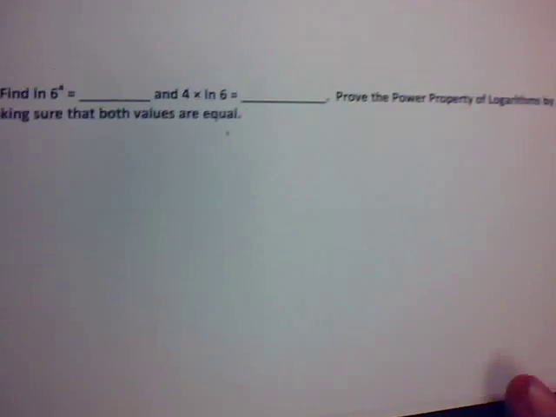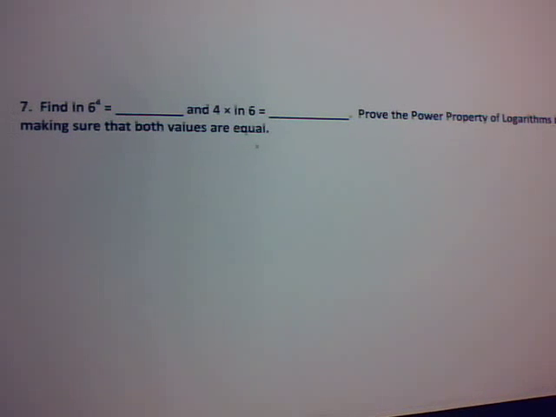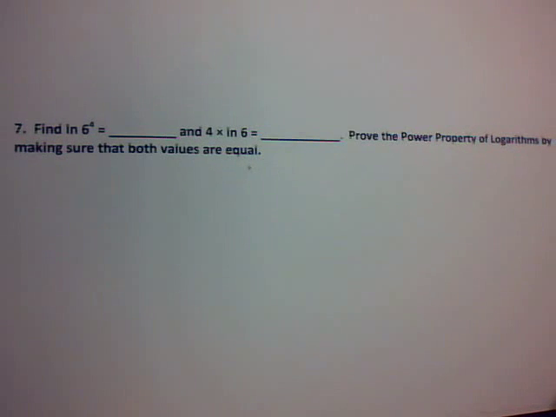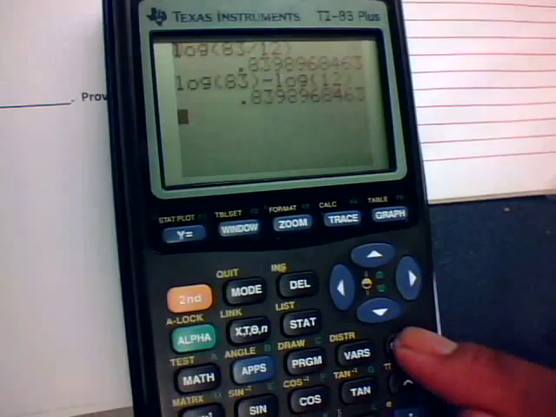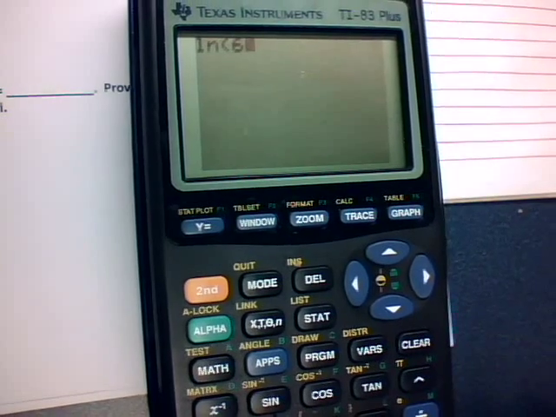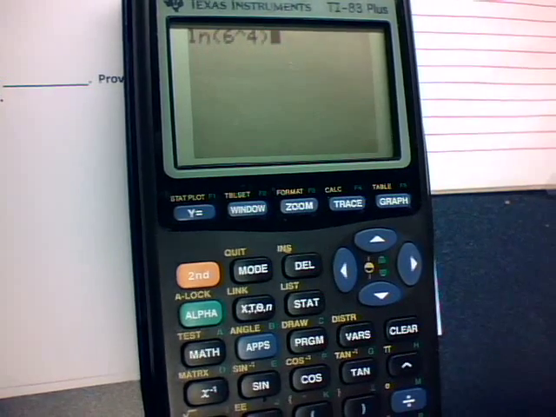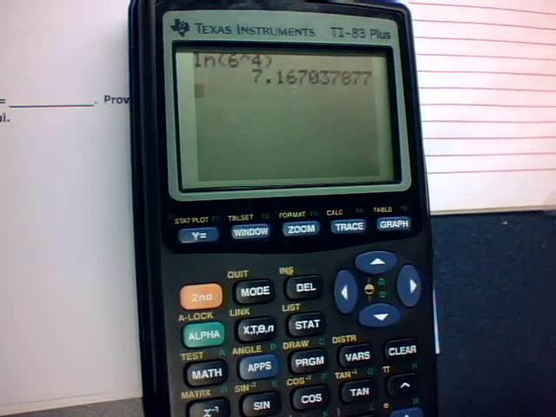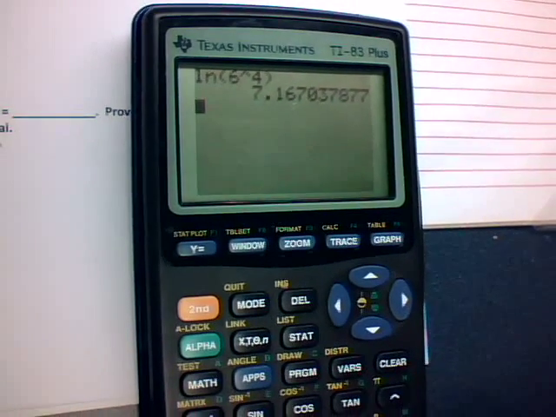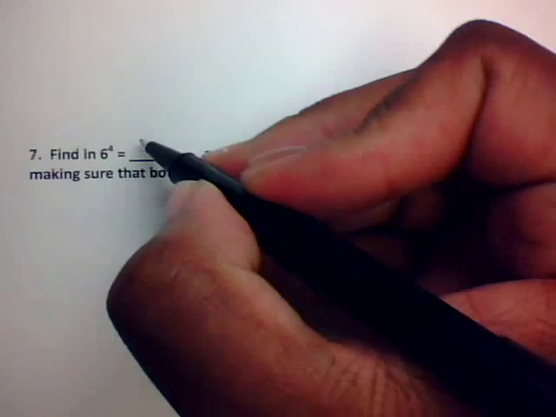Question 7. Find ln of 6 to the fourth and 4 times ln of 6. And you want to prove the power property of logarithms by making sure that both values are equal. In this particular case, we'll find ln of 6 to the fourth using a calculator. Okay, we press the ln key, and then 6 to the fourth: press 6, and then the caret key for your exponent, and then 4, close parentheses, and then hit enter. That will be 7.17, rounded to two decimal places.